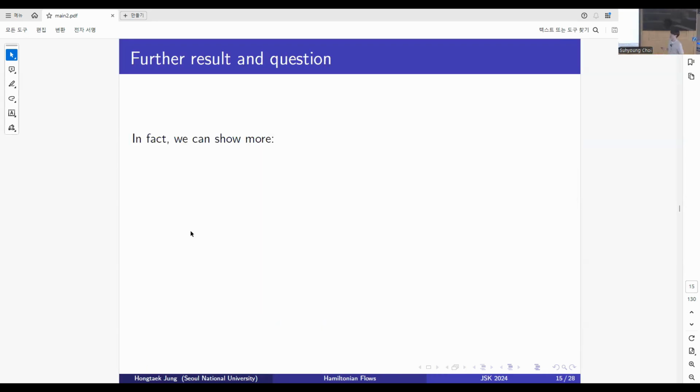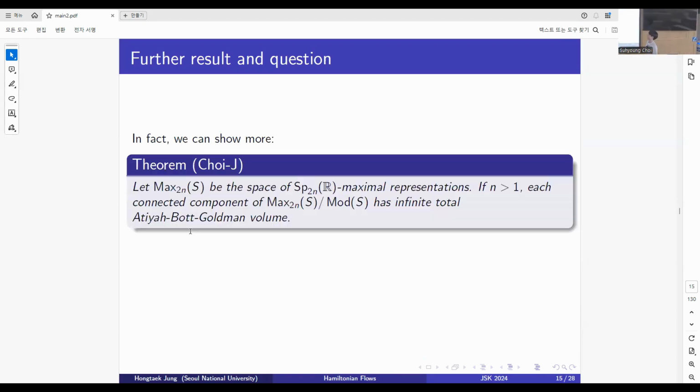Actually, by using the same technique, we can prove something more. I haven't defined the maximal representation, but here's a quick definition for it. This is another very well-known example of higher Teichmuller spaces. In this case, our Lie group G must be of Hermitian type, meaning that its associated symmetric space carries a natural Hermitian structure.